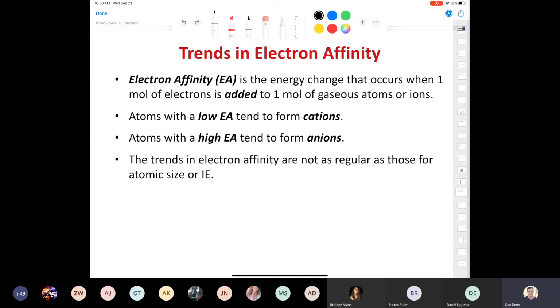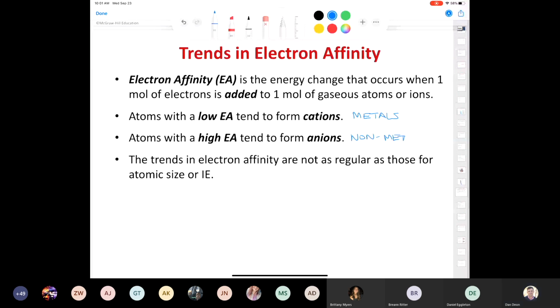All you need to know is the general trend of electron affinity. It says here that electron affinity is the energy change that occurs when 1 mole of electrons is added, right? If you have an affinity for something, it means you like it, you want it, okay? So as 1 mole of electrons is added to 1 mole of gaseous atoms or ions, atoms with a low electron affinity tend to form cations. These are metals. Metals like to form cations. And atoms with high electron affinity tend to form anions, and these are nonmetals.